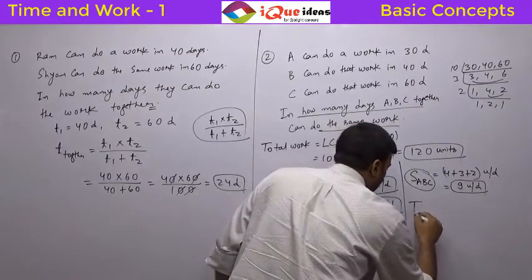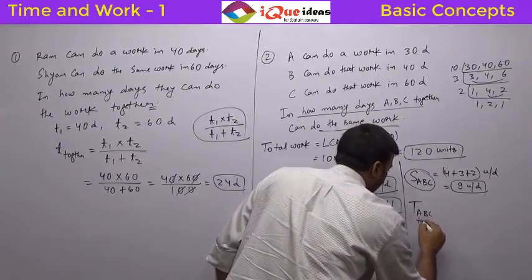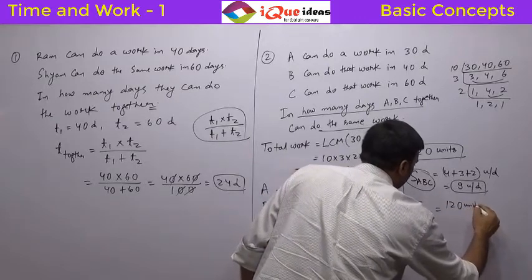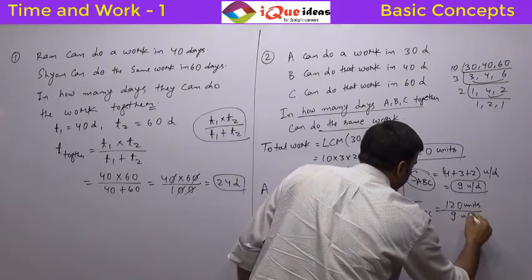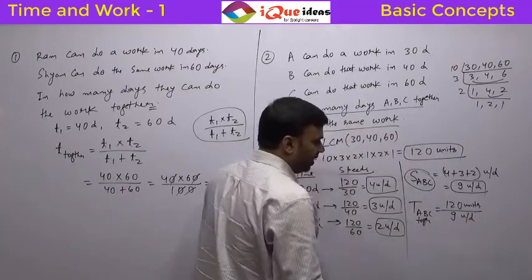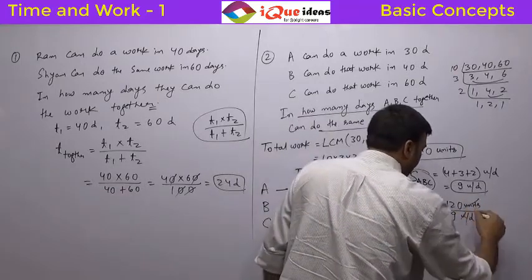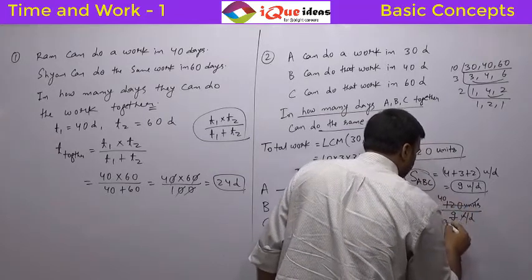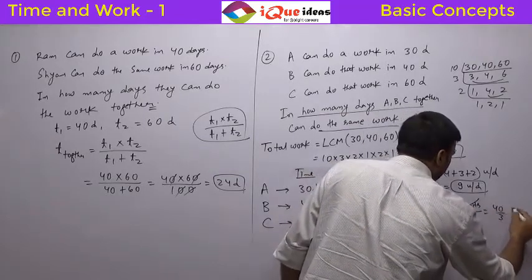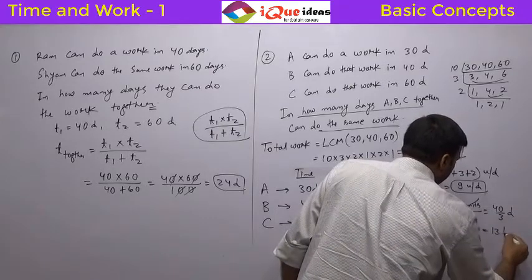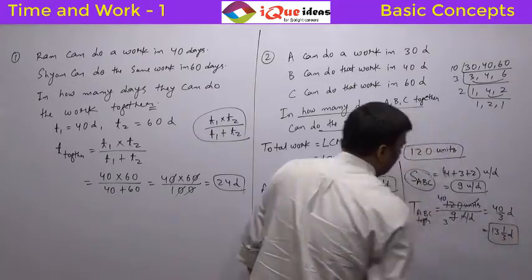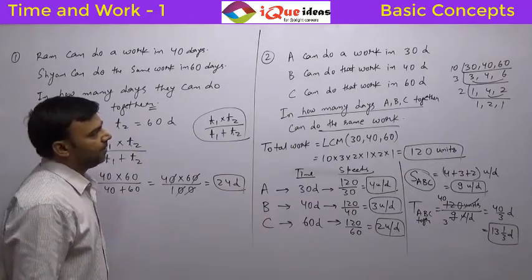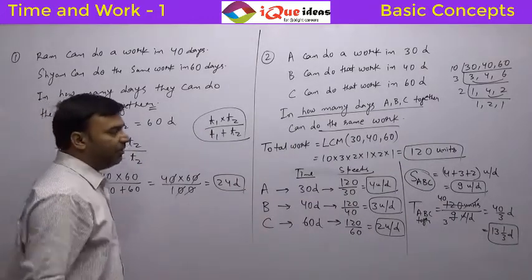We have to find the time taken together to complete the work. So the time taken by ABC together will be equal to the total work, 120 units, divided by 9 units per day. Unit and unit get cancelled and days will be the answer. 3 cancels 120 40 times and 3 cancels 9 3 times. So it is 40 by 3 days. If you further simplify, 13 1 by 3 days. So this is the answer of the question. Don't worry about the fractions, it is just the value that is important. This was a very good example of LCM.